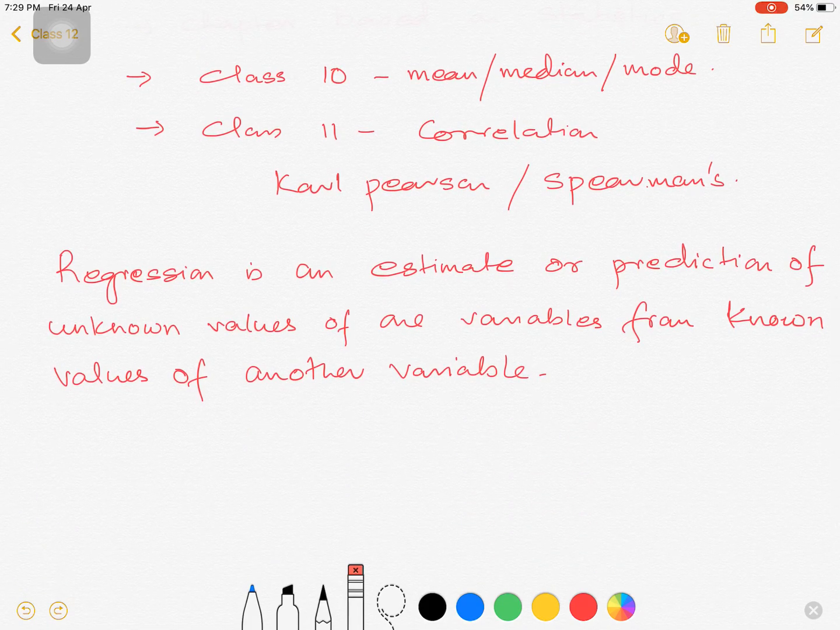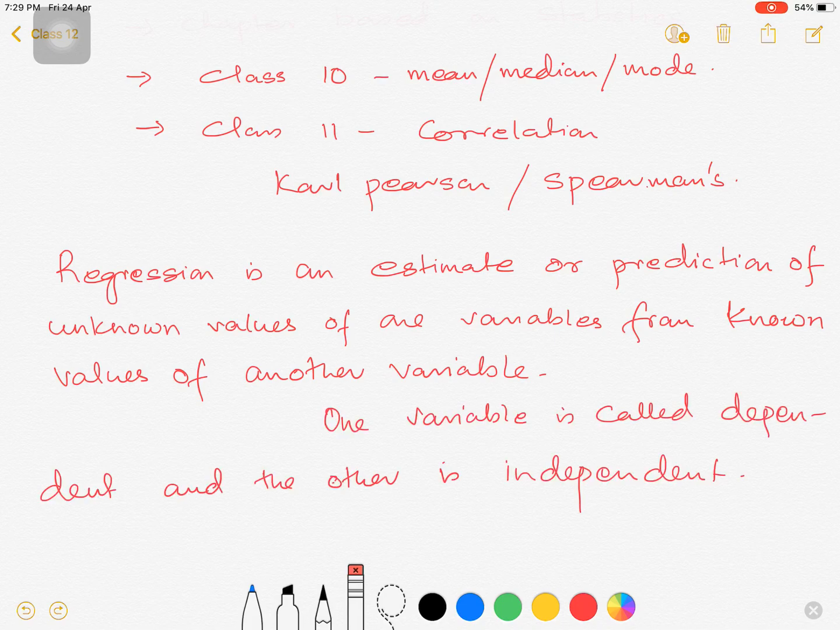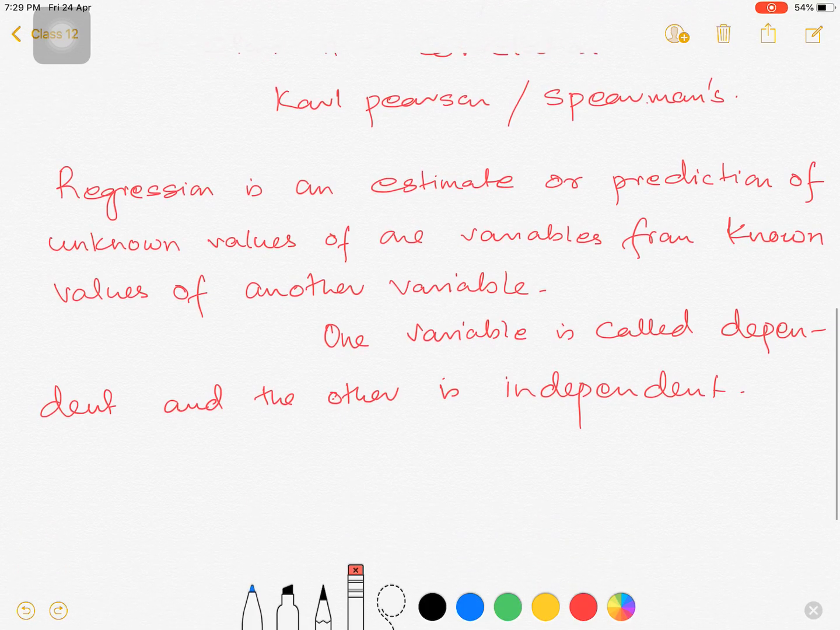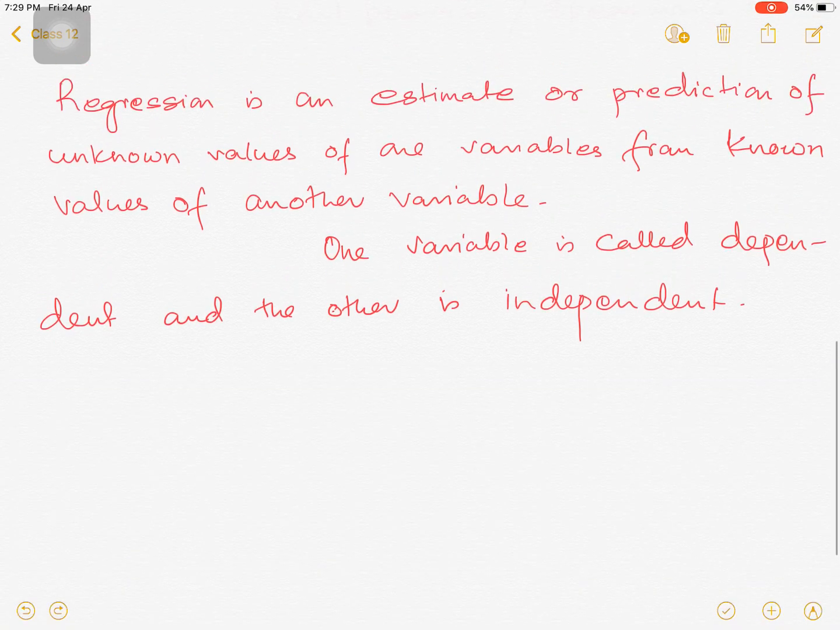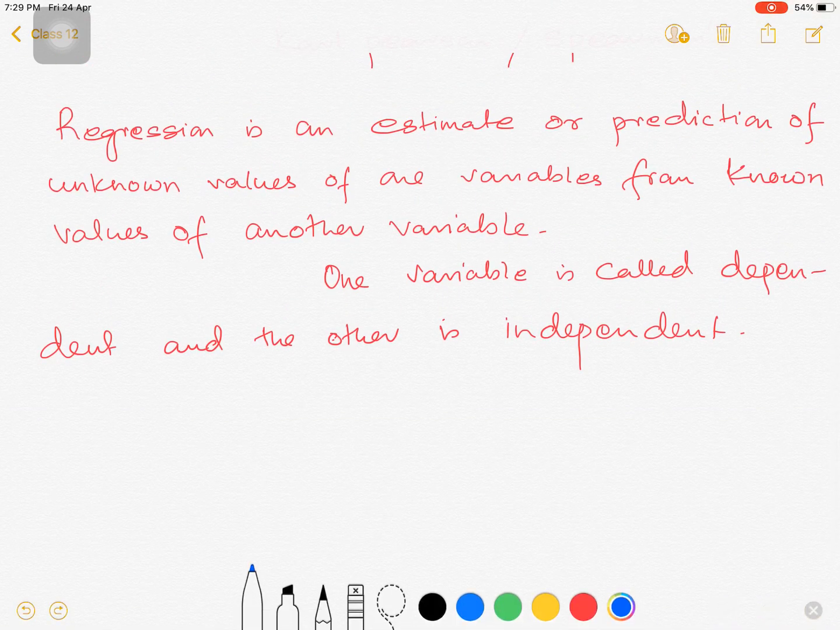What is regression? Regression is an estimate or prediction of unknown values of one variable from the known values of another variable. One variable is called dependent and the other is called independent. Let me give you an example.